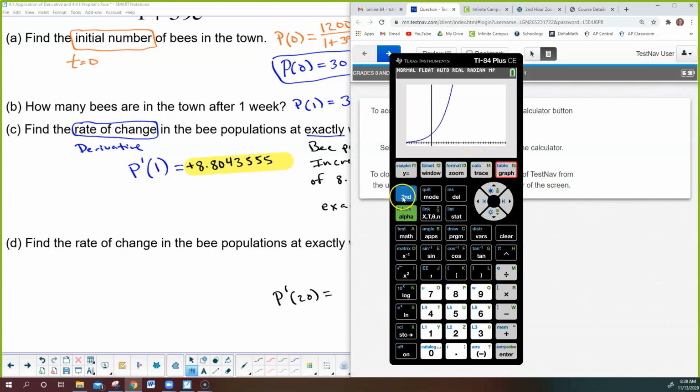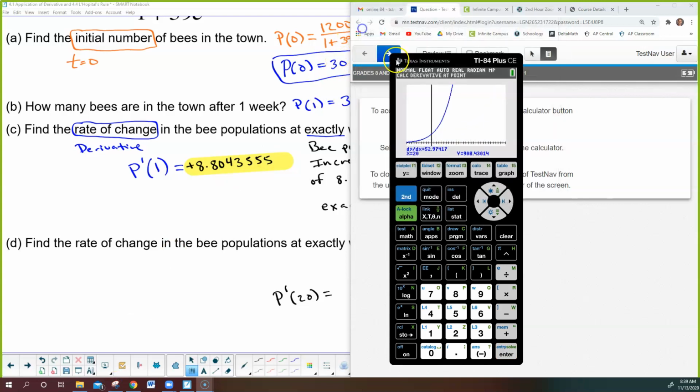All right, now I have to find the derivative at 20. So I'm going to go second calc, go to option 6, and then you just have to know it's not really going to prompt you. You have to type in 20. And notice it's off. It's actually way off my screen, which is fine, but see dy dx right here? That tells me the answer.